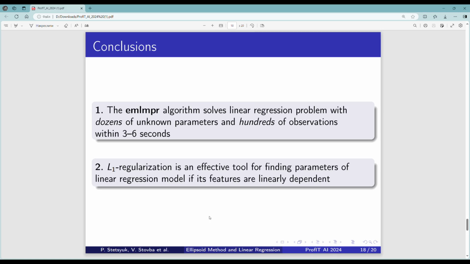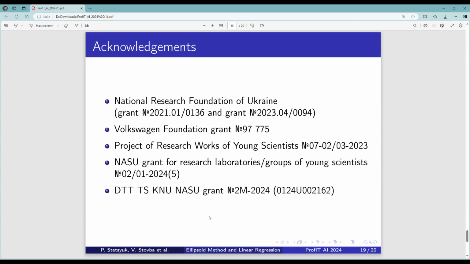So in conclusions, we say that emlmpr algorithm is implemented in Octave, but it's easily implemented in any other convenient programming language such as Python, MATLAB, and so on. It solves linear regression problem with dozens of unknown parameters and hundreds of observations within 3-6 seconds. And also L1 regularization is an effective tool here for finding parameters in linear regression model if its features are linearly dependent, and it allows us to balance the model and obtain normal parameters for this.